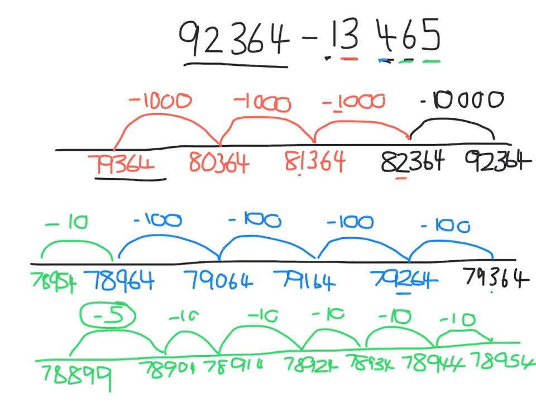And so my answer is, 92,364 take away 13,465 is 78,899.